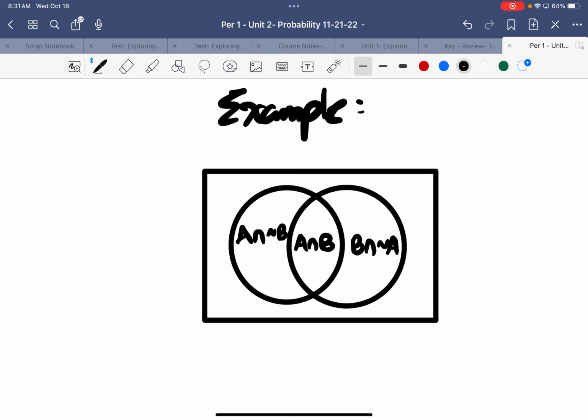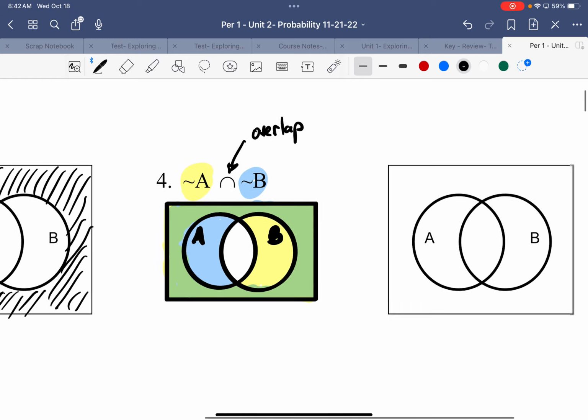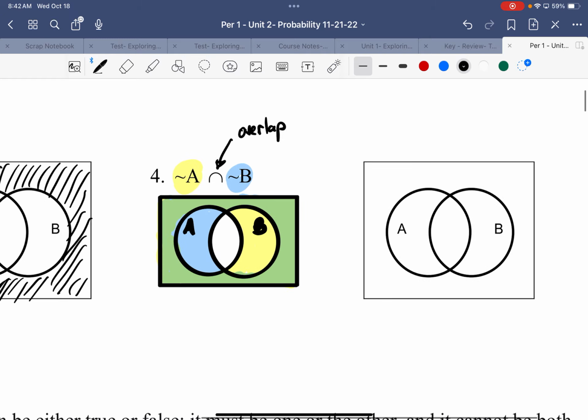All right, so when you merge the two Venn diagrams, again, just take note of what it is you're looking for. The intersection means that we're looking for the overlap, right? So just the overlap. So yellow and blue make green. Everything outside of the two circles, but still within the universe.